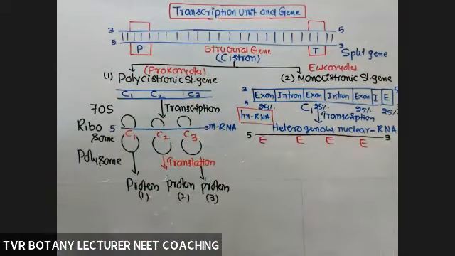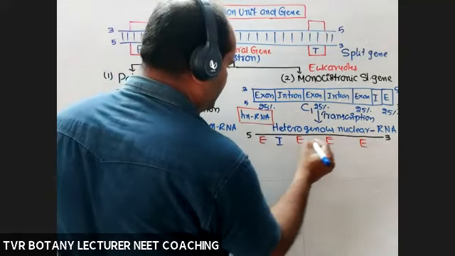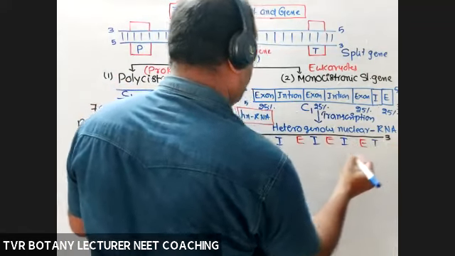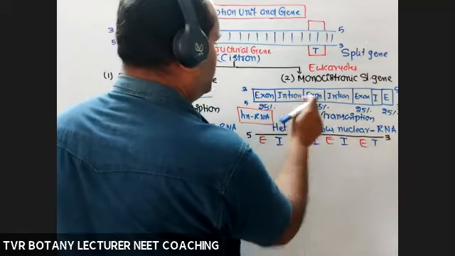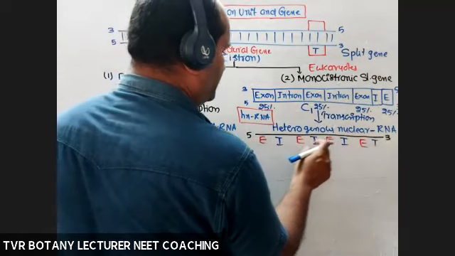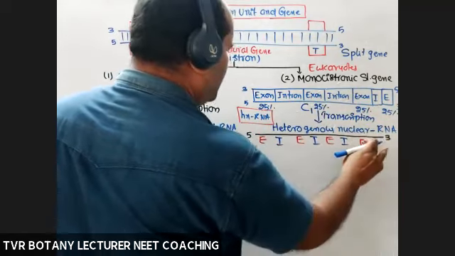Those are the coding regions. Now, non-coding regions. Exon, intron, exon, intron, exon, intron, exon, intron. Okay, stop here, no problem.